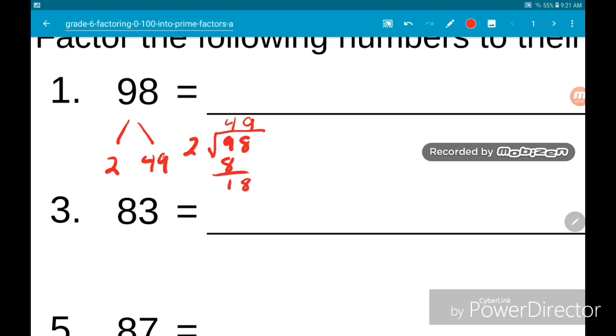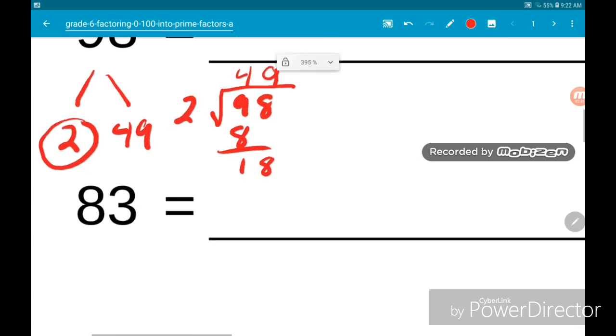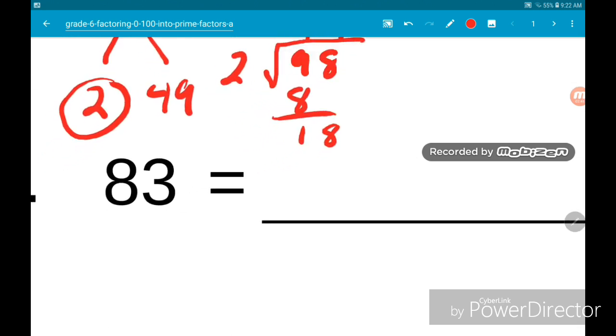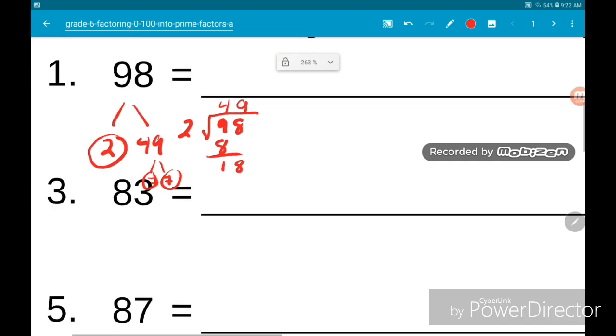I see right away 2 is a prime, so I circle it. But 49 is not prime. What two numbers can I multiply to get 49? 7 and 7. So I'll break 49 down into 7 and 7. Are those two numbers prime? Yes, 7 is prime. So 1, 2. How many numbers do I have circled? 3. I have 2, 7, and 7. If I multiply all those out, I get 98.